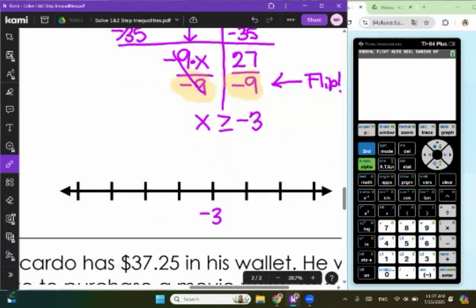Okay, so we're going to put a negative 3 here. It is underlined. So what does that mean? We fill in the bubble. And we're going to shade it this way. Negative 2 is here. Negative 4 is this way. Remember, the negative side of the number line goes backwards.